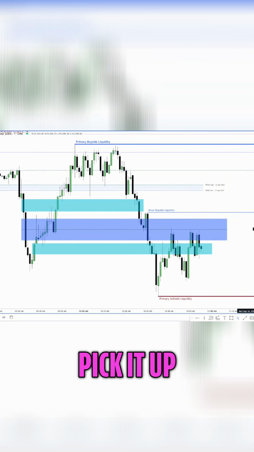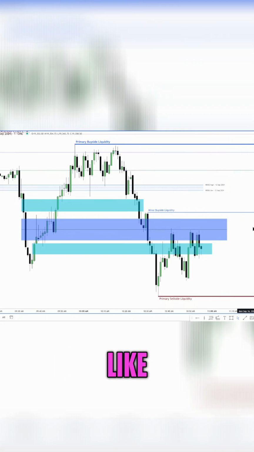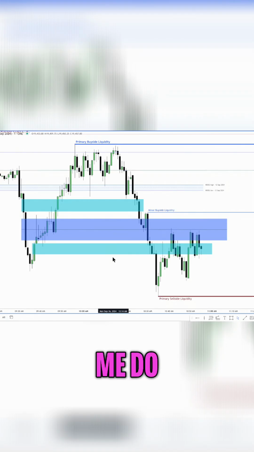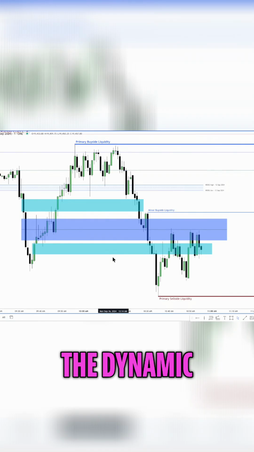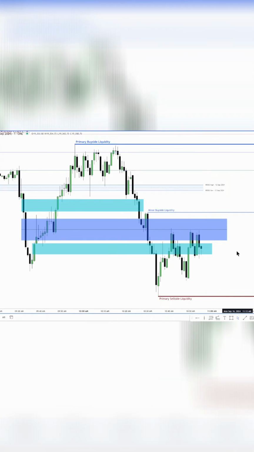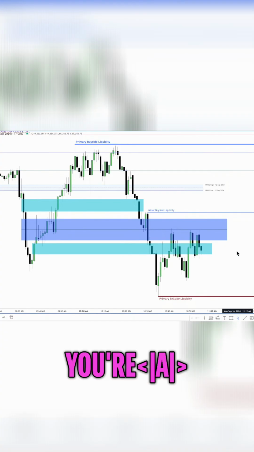Really, really wanted to pick it up easy, and still it requires some work ethic and effort, and first learning the language. So you can see right away, by me having all these things on my chart, which is what you're not used to seeing me do, you have to see the dynamic around how the market's operating in them. Otherwise, you're not going to fully appreciate it.